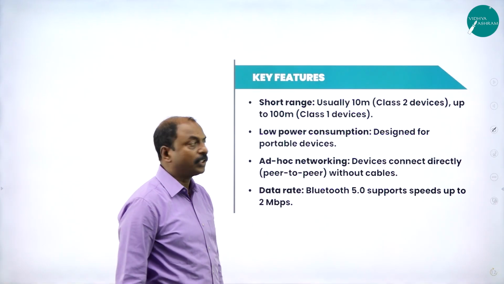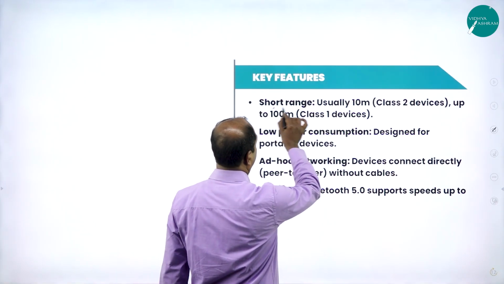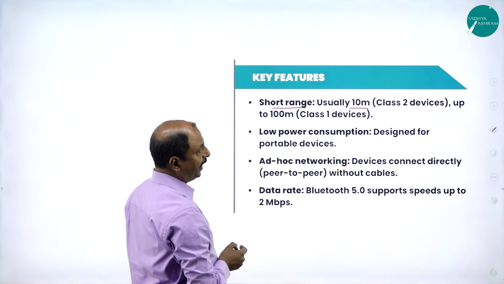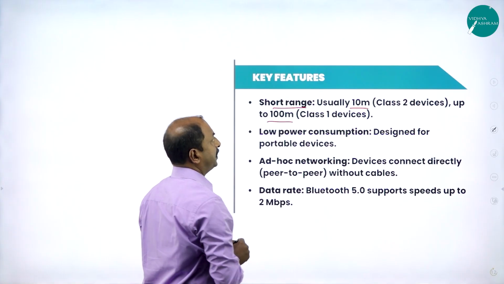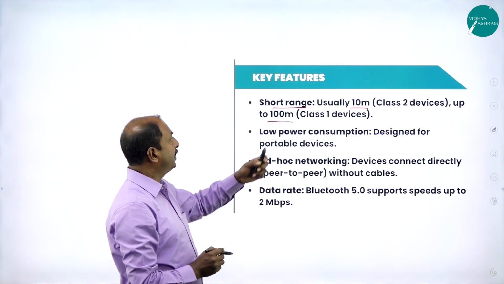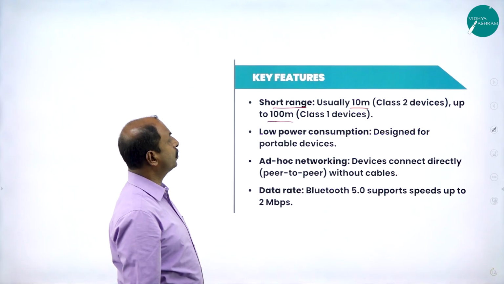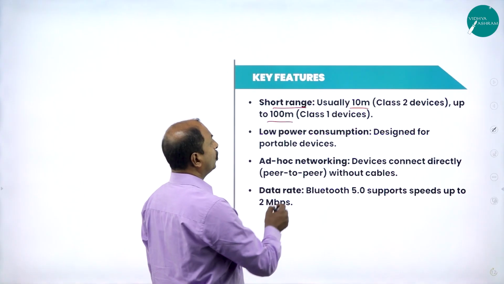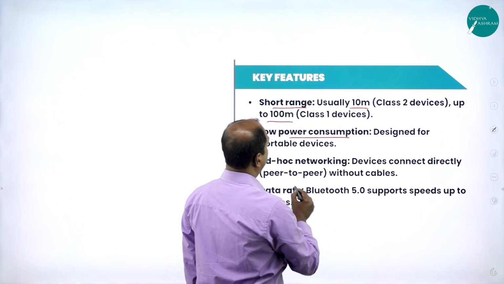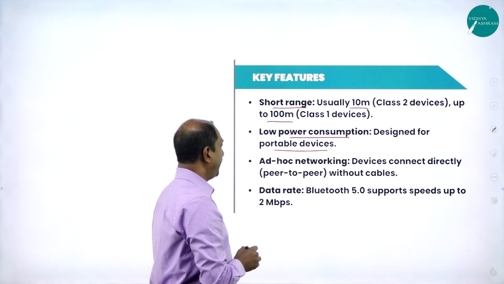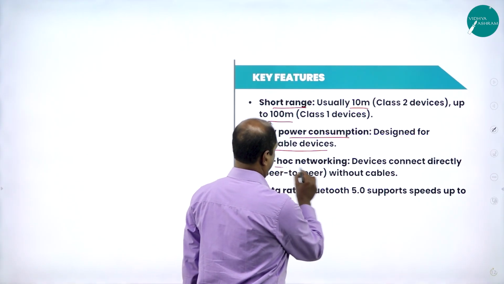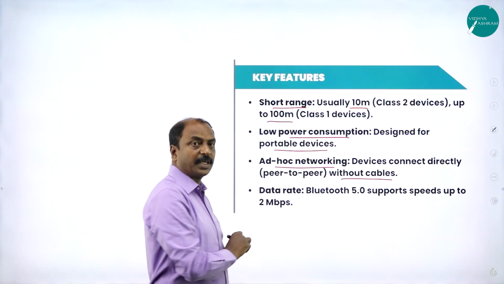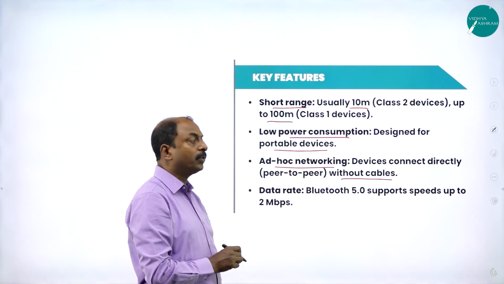Now let us see the features of Bluetooth. One is short distance, usually 10 meters, which is the standard, and up to 100 meters. So this is the range of Bluetooth technology, and it covers the devices within this range. Then, low power consumption, designed for portable devices, and ad hoc networking. It means that devices are connected directly without cables, because it is wireless communication, so they can be connected through Bluetooth technology.